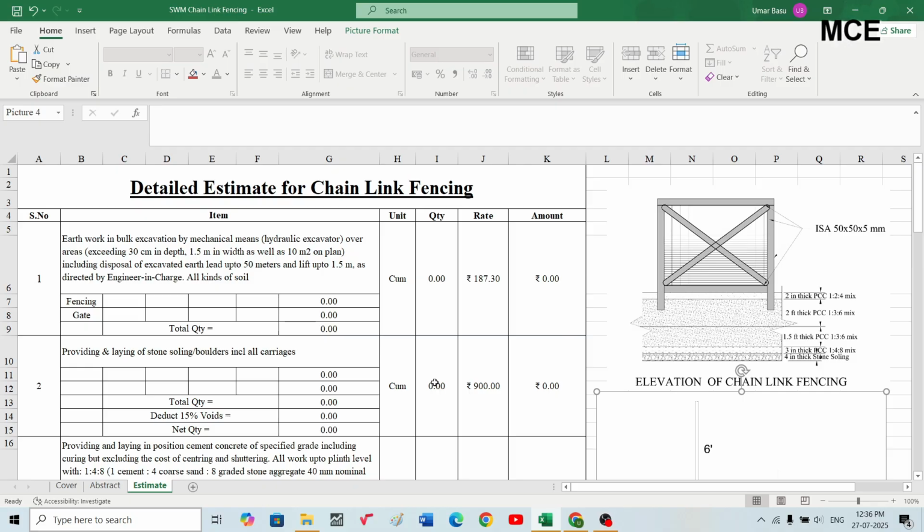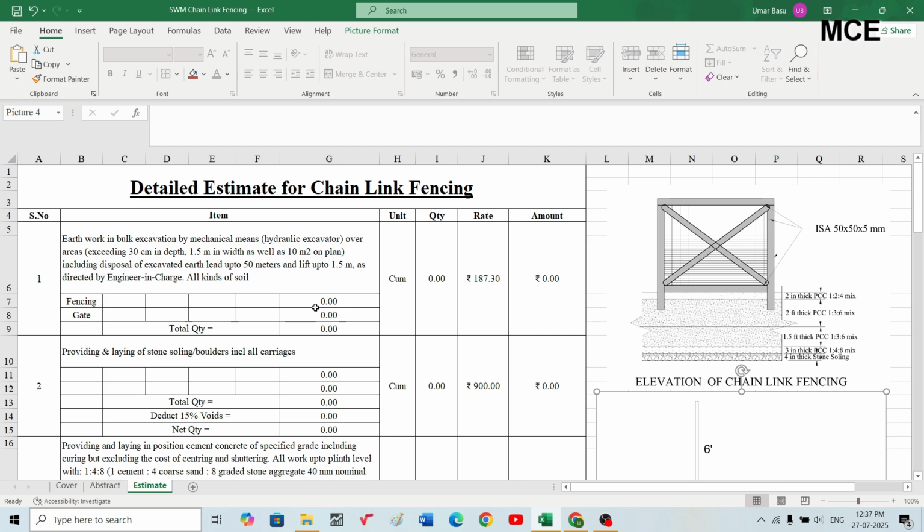In this video, you will learn how you can prepare a detailed estimate for chain link fencing. Chain link fencing is a type of fencing which is used for the containment of an open large area. It is much more durable and cost efficient than a boundary wall. And as an engineer, you must know how to prepare the detailed estimate for this chain link fencing.